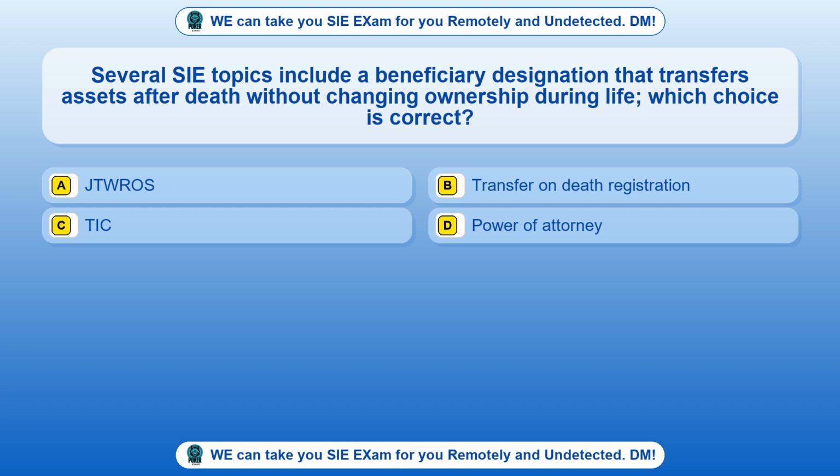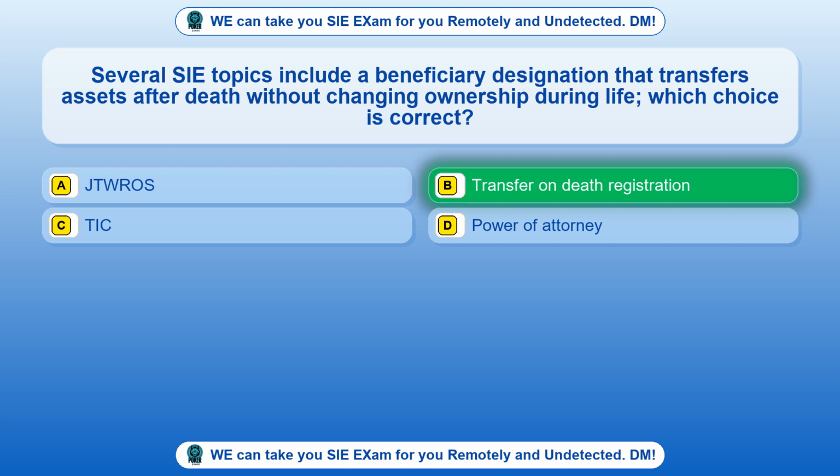Question 86. Several SIE topics include a beneficiary designation that transfers assets after death without changing ownership during life. Which choice is correct? Option A, JTROS. Option B, transfer on death registration. Option C, TIC. Option D, power of attorney. The correct answer is option B, transfer on death registration.